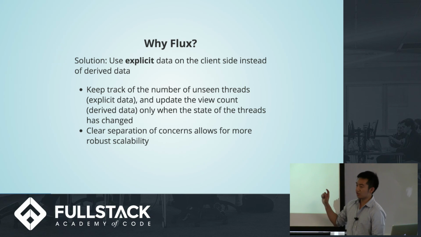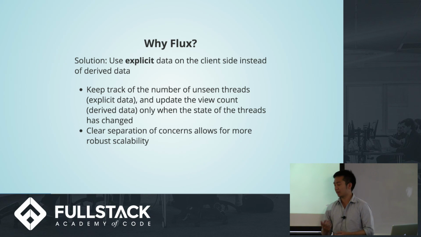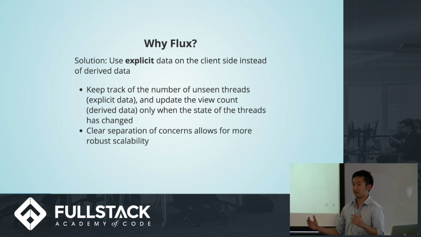The thing being shown on the message counter is the view count, but there's nothing really counting the number itself. Rather, it's taking, I guess, the length of, for example, an array of unread messages. So they decided to use Flux and keep track of the number of unseen threads instead.